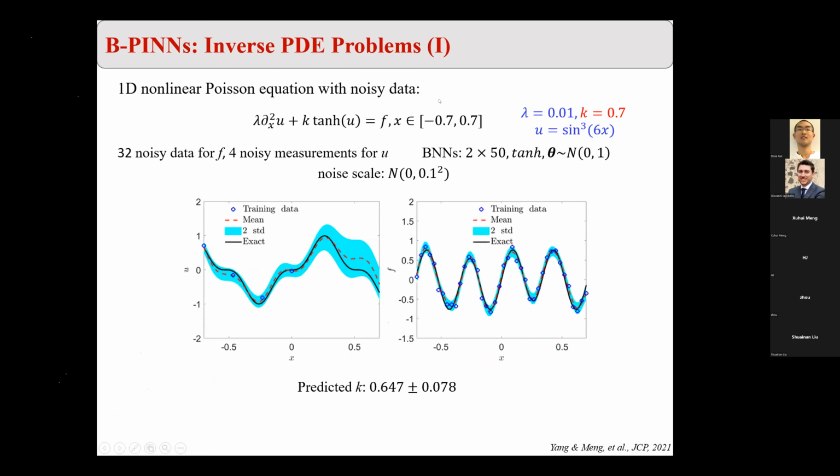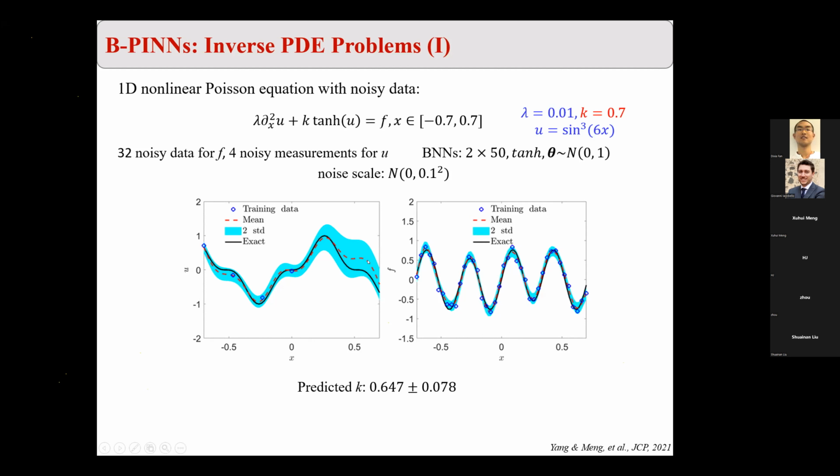So this is also an inverse PDE problem. We just try to see if we have fewer measurements on U, can we still get an accurate estimate for U and also the unknown parameter k here. So in this case, I reduced the number of measurements for U from 8 to 4.